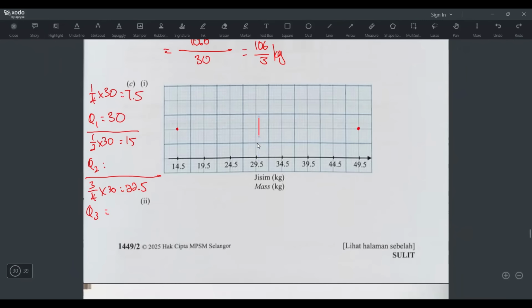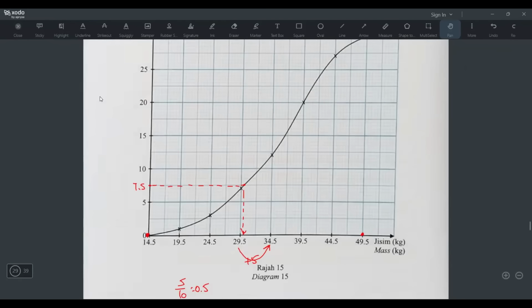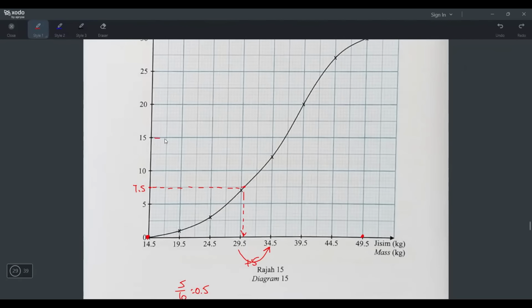Okay, so done already. Now what? Now for the Q2. So for the Q2 you have to draw from 15. So let's go to 15 and then find the median, the Q2. So 15 is here and then draw across. And the moment it touches the graph, we have to draw down. Okay, so where is it? It's 34.5 plus 4 boxes. 1, 2, 3, 4. So if it's 34.5 plus 4 boxes, how much is that? 1 box is 0.5. So 34.5 plus 0.5 times 4, which means plus 2. So you get 36.5.